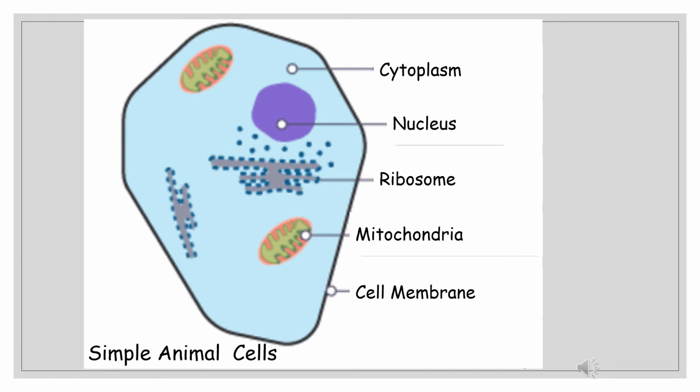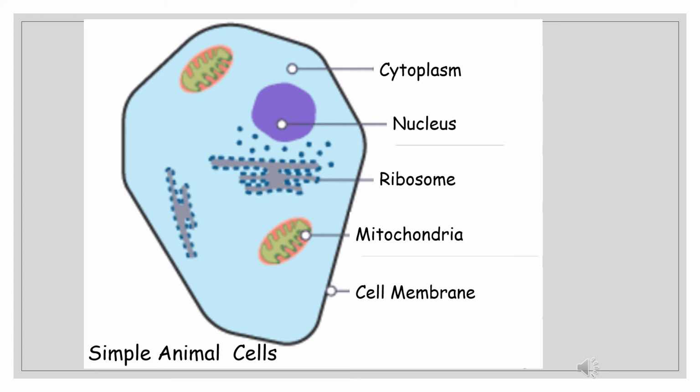This diagram you should be familiar with. You'll have seen it in S2 Science and S3 Biology. And also those names, cytoplasm, nucleus, ribosome, mitochondria and cell membrane, should be familiar to you. Now you will be expected to be able to label a diagram or name cell structures from a diagram, and you'll also be expected to know the functions of each of those.